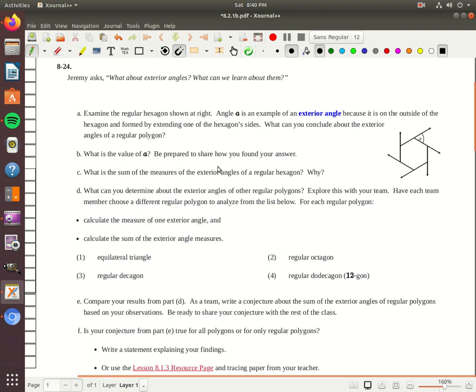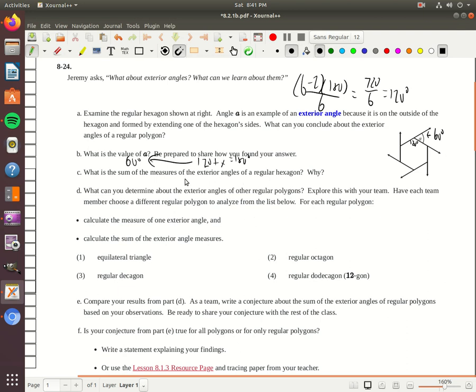What is the value of A? Well, on this one, we have a hexagon, so we're going to say 6 minus 2 times 180 divided by 6. So we get 4 times 180, which is 720. 720 divided by 6 is 120 degrees. So if this is 120 degrees, this must be 60 degrees because we have that supplementary relationship, right? 120 plus x equals 180, and so x has got to equal 60.